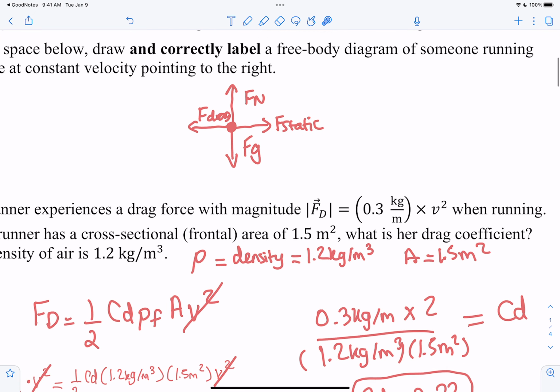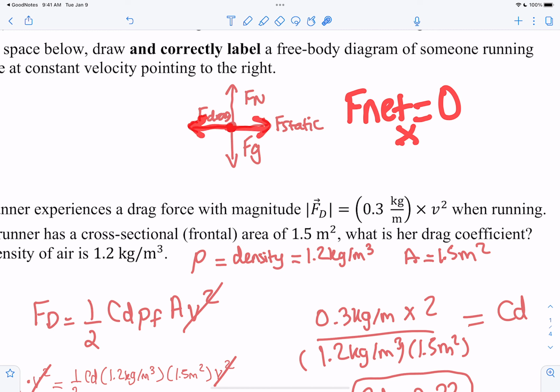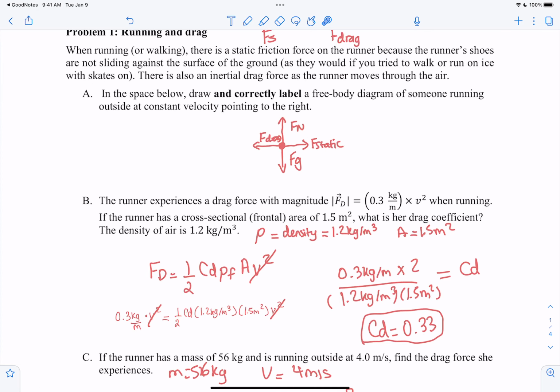So when F net is 0 in the direction that drag is pointing in, so in this case F net x, right? F drag, when you add it up to the forces in the x direction, right, and that's the only other force we have is static friction force, right?